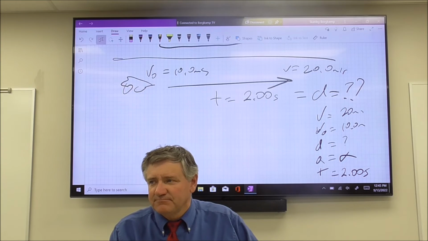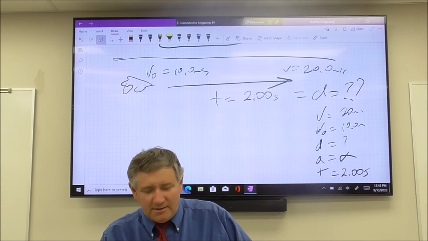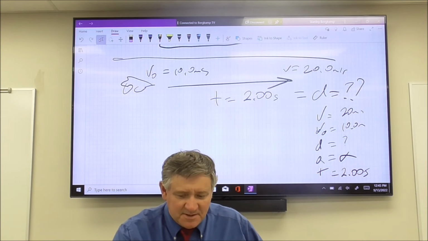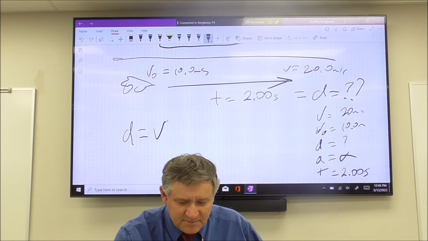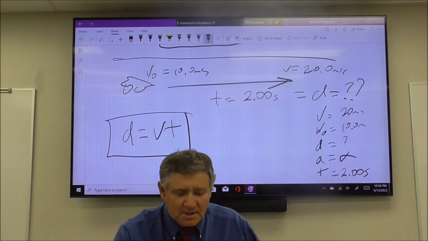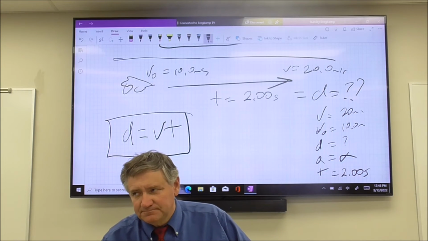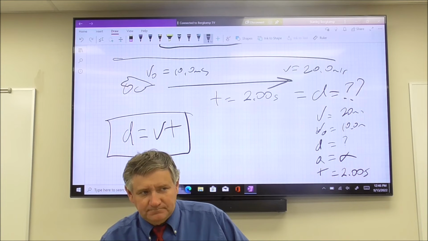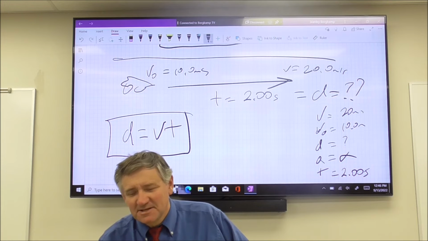Physics is easy. It's beautiful math. That would be such a train wreck. Because what you're trying to do is use distance equals velocity times time. What's the only time you can use distance equals velocity times time? Constant velocity. Guess what unit we're on? Acceleration. Acceleration means your velocity is changing.